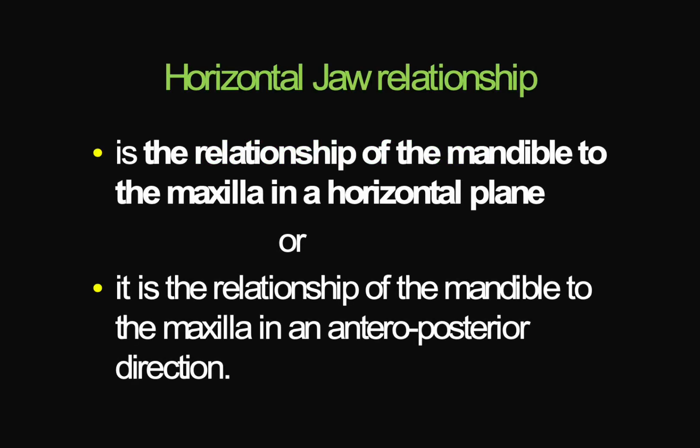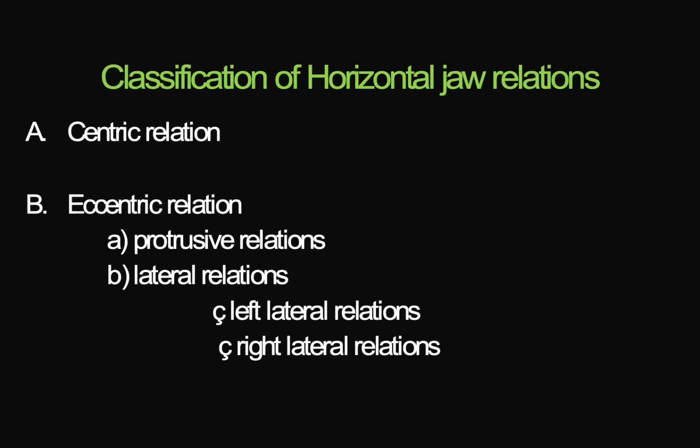Horizontal relationship. How is recording of horizontal relationship done? Now, it is the relationship of the mandible to the maxilla in a horizontal plane, or it can also be defined as the relationship of the mandible to the maxilla in an antero-posterior direction. What are the various methods of recording horizontal jaw relations, and what is the classification of horizontal jaw relation?